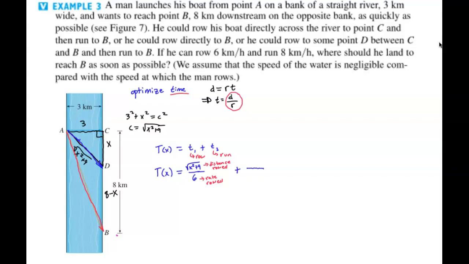So once he gets to whatever point D is, he's going to get off and he's going to run that distance. What expression do we have for that distance? 8 minus x. You got it, 8 minus x. So this is the expression that represents distance run divided by how fast can he run? 8 kilometers per hour. You got it. So that's the rate that he runs.